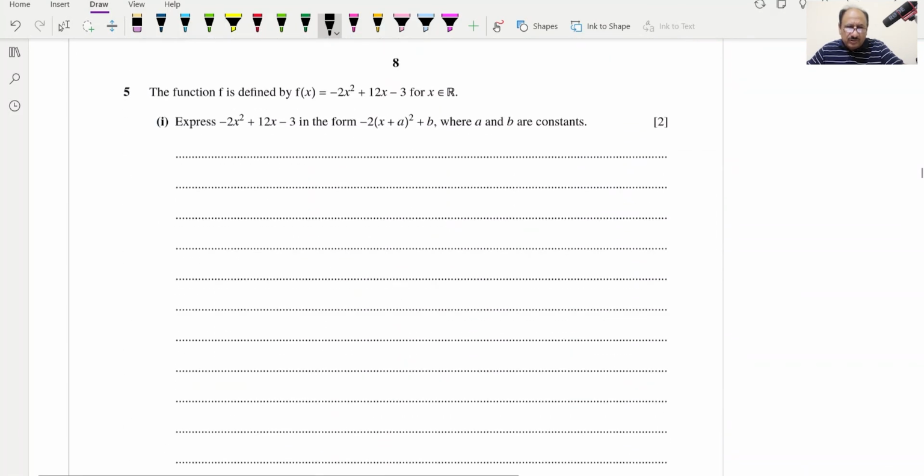Now we can move to question number 5, and question number 5 says the function f is defined and x belongs to R. Express this in the form of it.